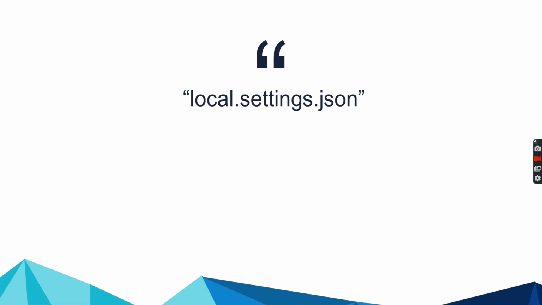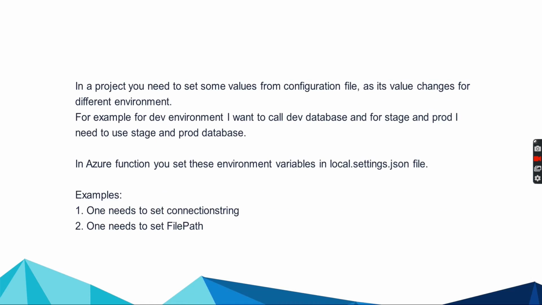What is the use of local.settings.json file? In a project, you need to set some values from a configuration file as its value changes for different environments. For example, for dev, stage and prod, you use different databases.